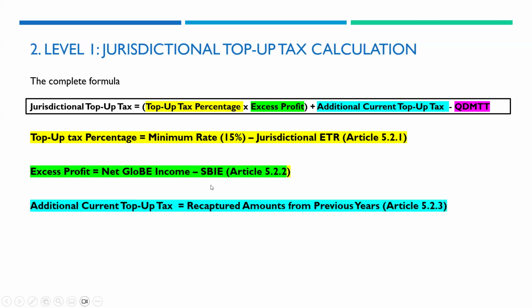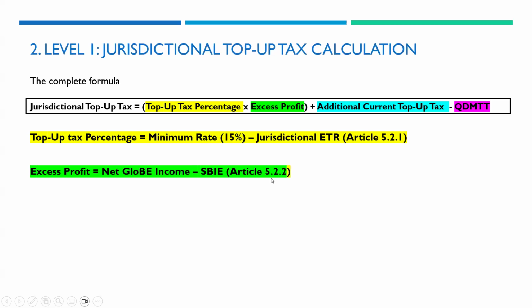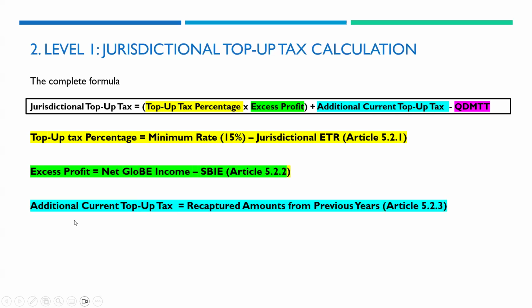So there is something called substance-based income exclusion which will come. So top-up tax percentage into net GloBE income minus substance-based income exclusion is what is excess profit. So we are calculating the top-up percentage on this excess profit, and we are adding additional current top-up tax. So what is this additional current top-up tax? Recaptured amounts from previous years.